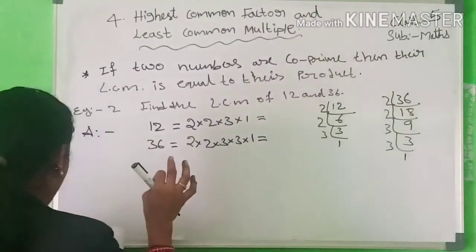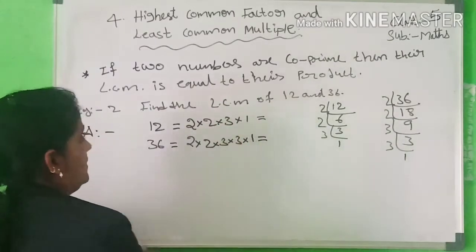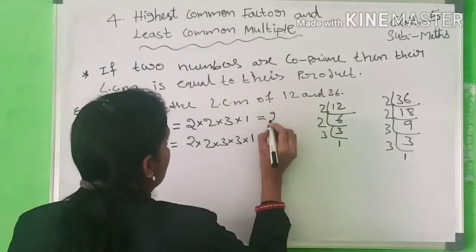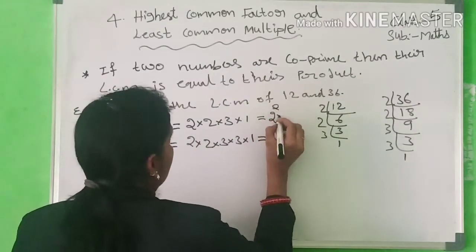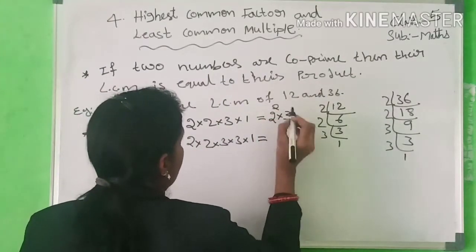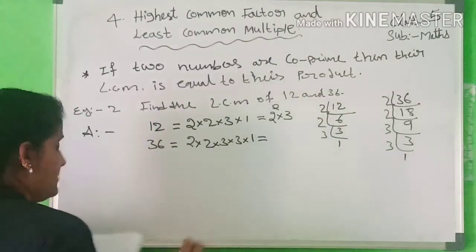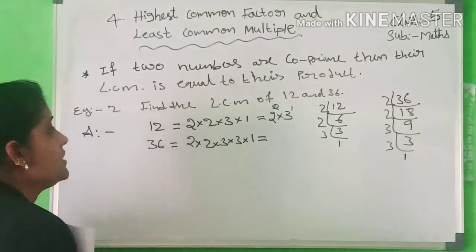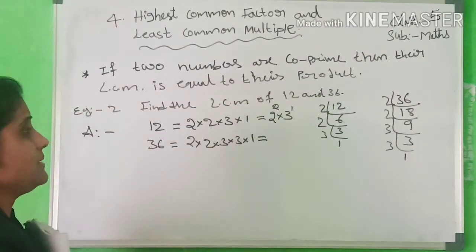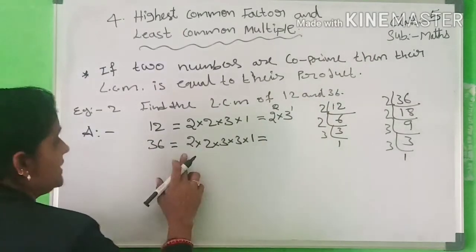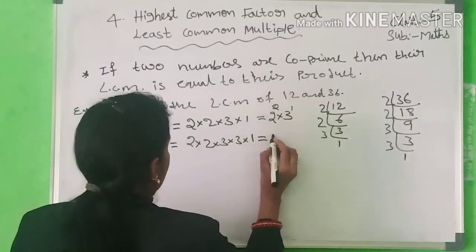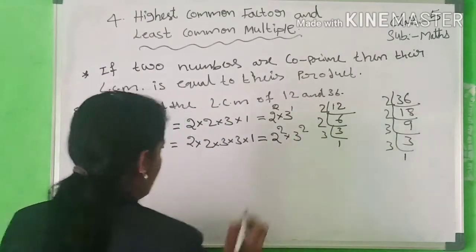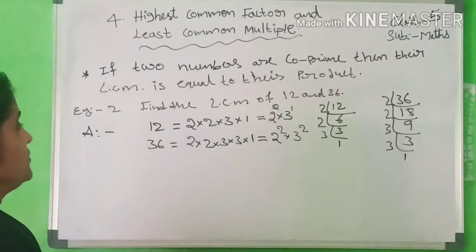Now here, see. What is this? How many 2s are there in 12's prime factorization? 2 to the power of 2 into 3 to the power of 1. Okay, children. And in the other number, 2 to the power of 2 into 3 to the power of 2.